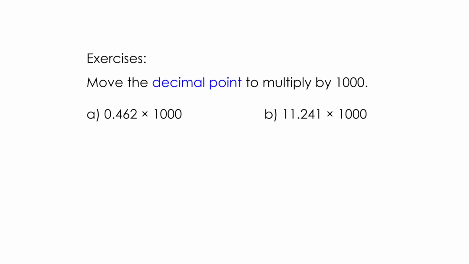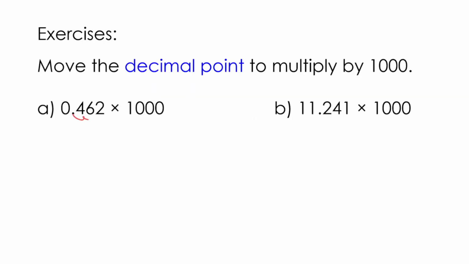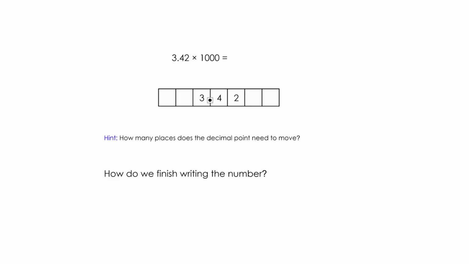Move the decimal point to multiply by 1,000. 1, 2, 3. The answer is 462. 1, 2, 3. The answer is 11,200. Whoops. I did not do that nicely. I'm just going to do it at the bottom. So the answer would be 11,241.